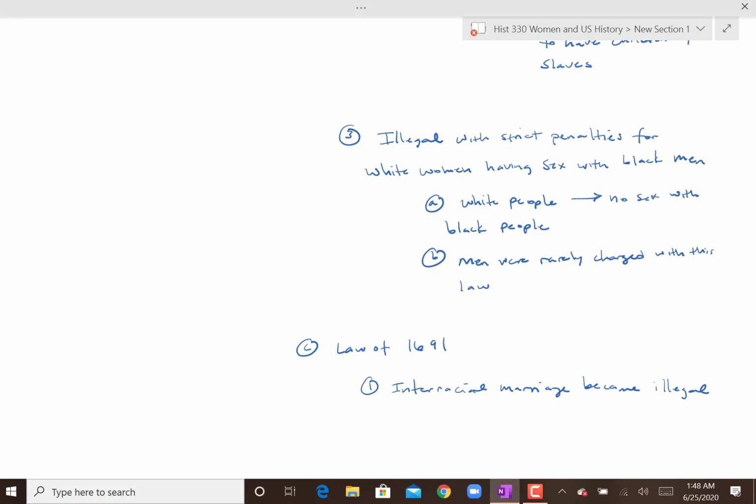So all of these things, and again, most of this was looking at women. Yes, interracial marriage could be for both men and women as the white person in that marriage, but largely both of these things here were targeting women and black men.